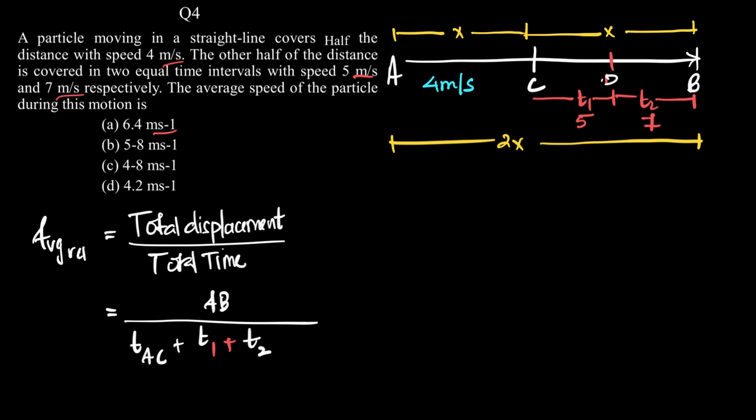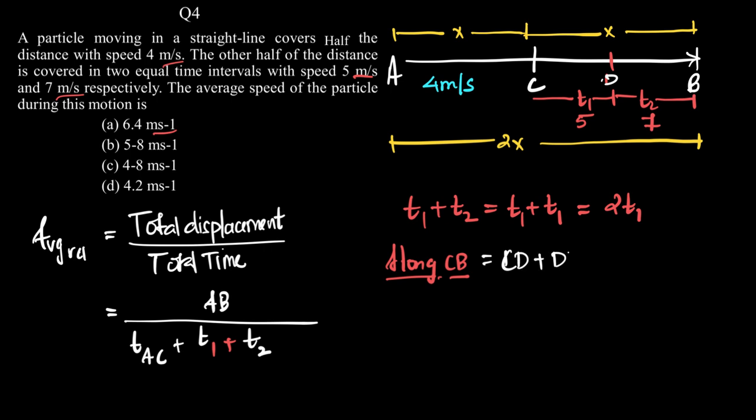Okay, let's talk something about T1 and T2. See, T1 plus T2 is a special value. Can you tell me why? Because both the time intervals are equal, so it can be written as T1 plus T1, in which case we can say that this is 2 times T1. Now what is CB? We can say that CB is basically the distance covered in the second half.